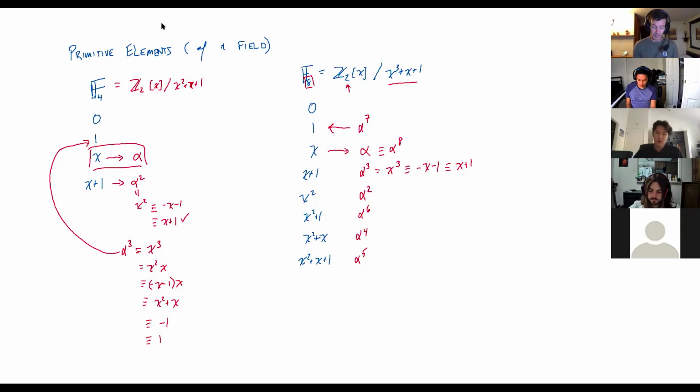So in both of these fields, I just declared that x was going to be our primitive element. Primitive, not like basic, but primitive as in you can build everything off of it. My question to you is, could I have picked a different primitive? Is the primitive for either of these fields unique? Or did I have to pick x?